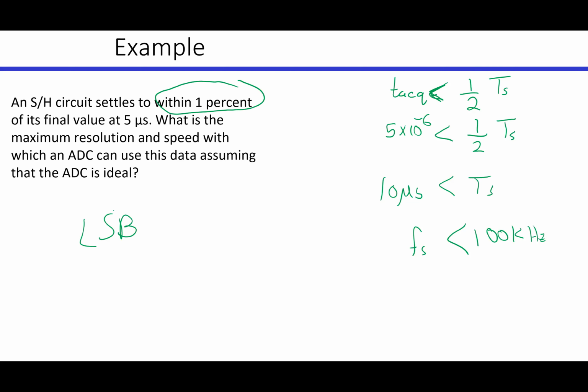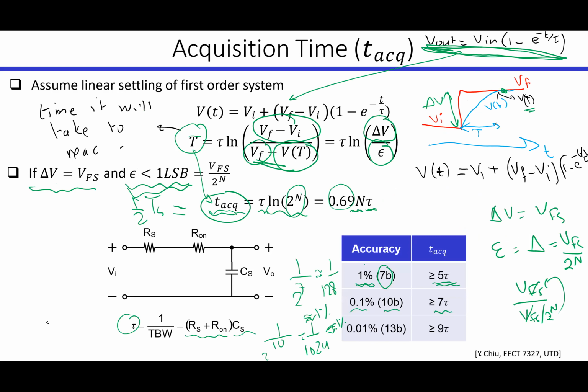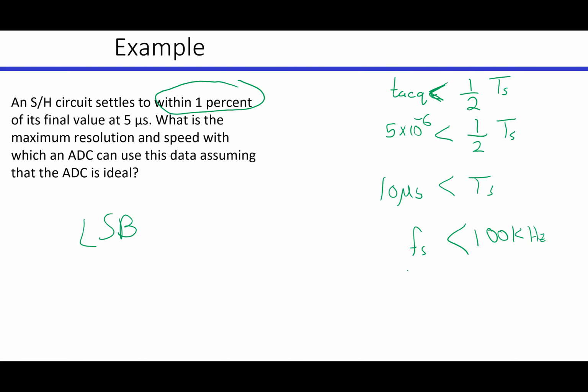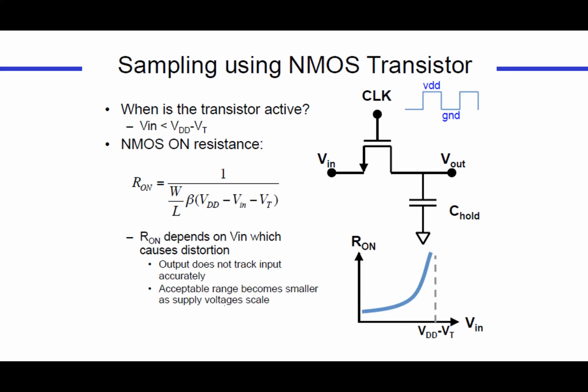And this is what we just said in the previous slide. So 1% accuracy is related to 7 bits of your ADC. Therefore, the maximum resolution of this ADC is 7 bits. Just as simple as that. Any other question?